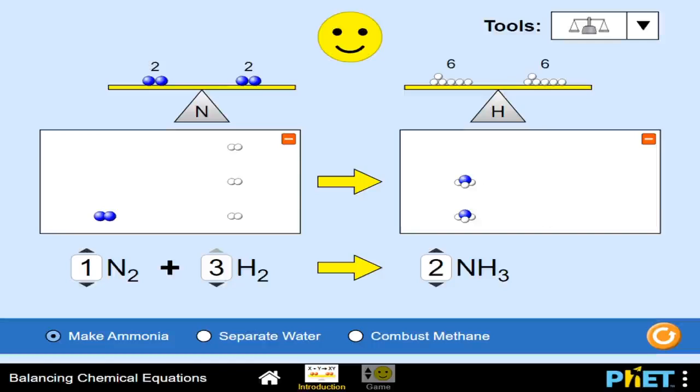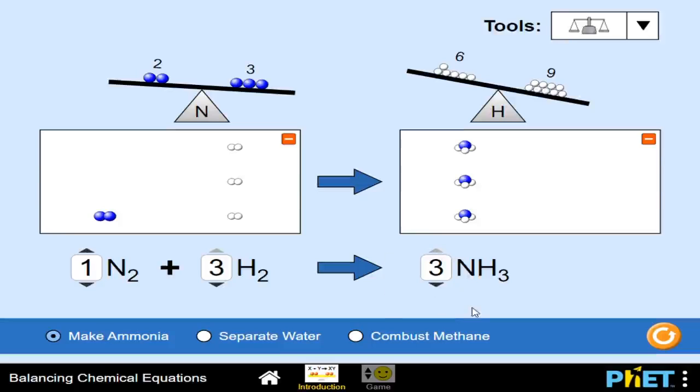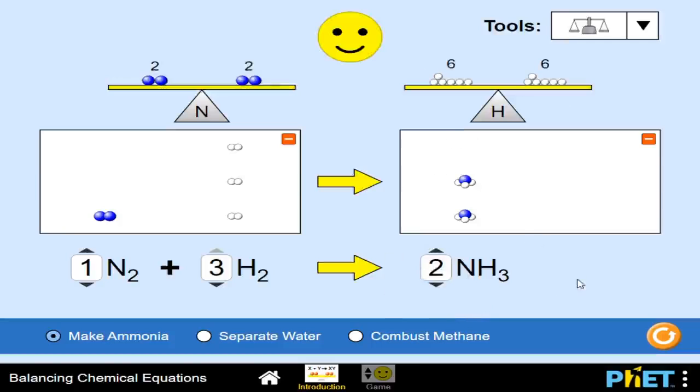Then the next few questions are very simple, but a lot of students have trouble answering them because they are so simple. So the first question, how did the simulation allow you to change the coefficients in order to balance the equation? Well, in the simulation, we were able to add more of each molecule. As I add another NH3, that changes the coefficient to a 3. If I remove a nitrogen, that changes the coefficient again. So it allowed me to change the amount of molecules of each compound to change the coefficient.